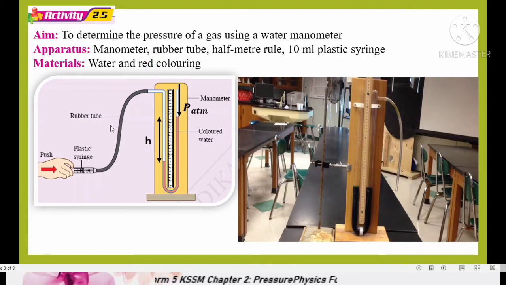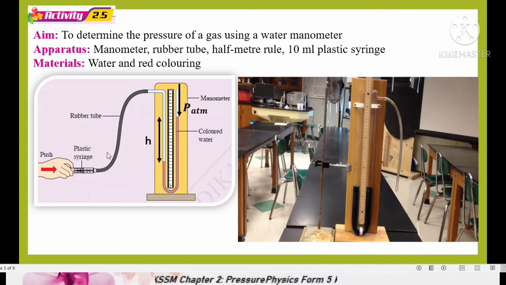Okay, so the setup of apparatus is like this. Make sure the U-tube is vertically upright. Here we put a meter rule so that we can easily measure the difference in level of colored water in the U-tube. And then this is a rubber tube. Then at the end of this rubber tube, connect to the plastic syringe.